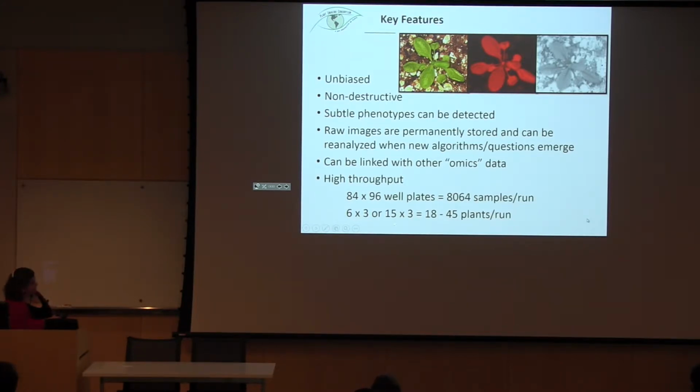So the throughput of our system is, if we do multi-well plates, in the order of 8,000 samples per run, and for most of the assays we do with plants in soil, between 18 and 45 plants per run, and a run usually takes less than an hour.